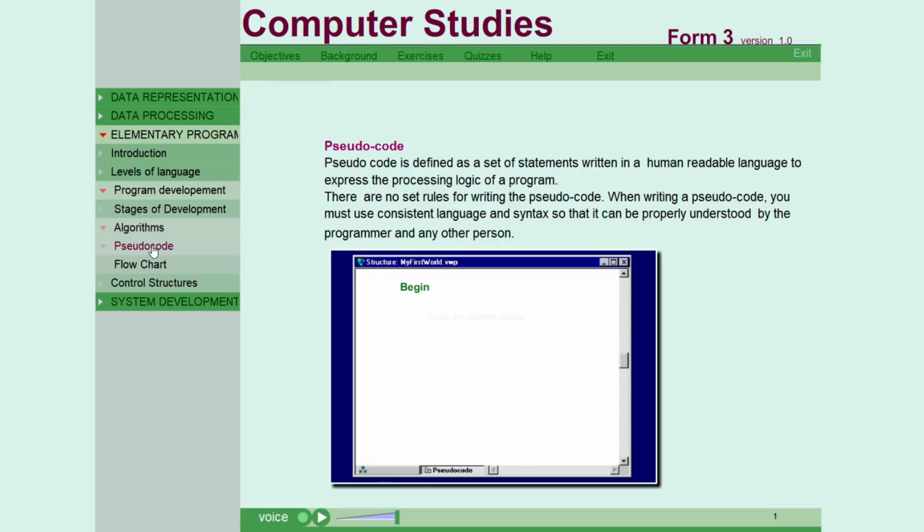Pseudocode. Pseudocode is defined as a set of statements written in a human-readable language to express the processing logic of a program. There is no set of rules for writing pseudocode. When writing a pseudocode, you must use consistent language and syntax so that it can be properly understood by the programmer and any other person.